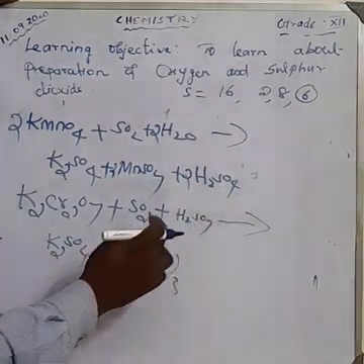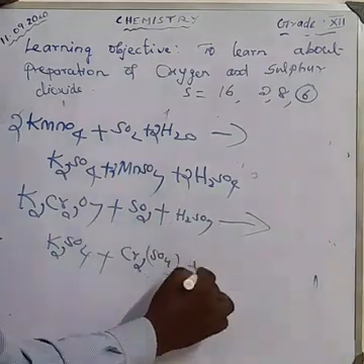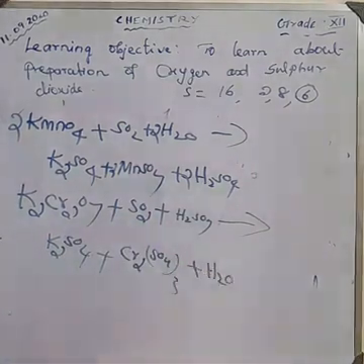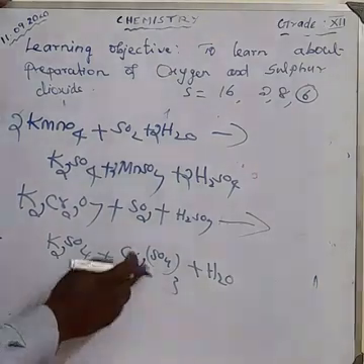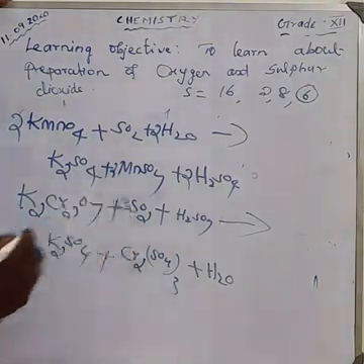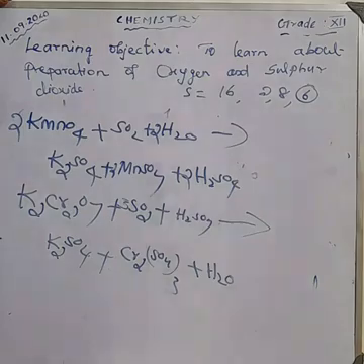Here hydrogen combines with oxygen to form water. How can you balance the equation? How much sulfate is there? 3 sulfate. So make it 3 here. Hydrogen is balanced, potassium is balanced, and the chromium is also balanced. All balanced.